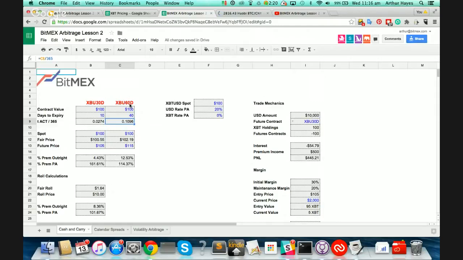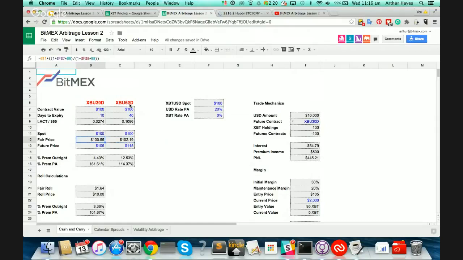Now, continuously as you hold your short futures contracts versus spot, you want to be looking for opportunities to extend your arbitrage strategy. So now that there's 10 days left in the 30-day contract, we want to look to see, should we buy back the 30-day contract and then sell forward the 60-day contract again so that we can earn additional money? So remember here our fair price.